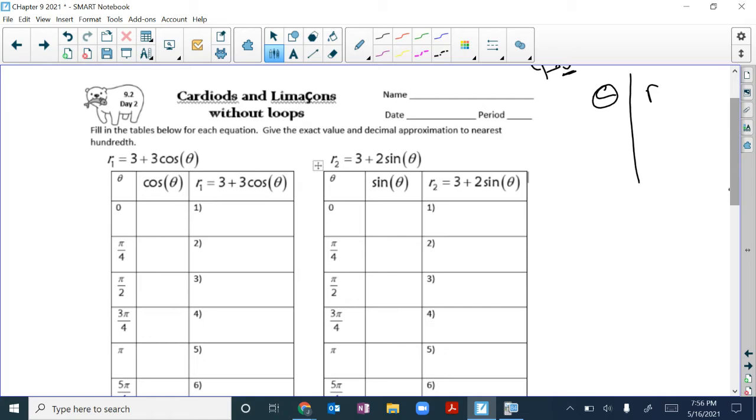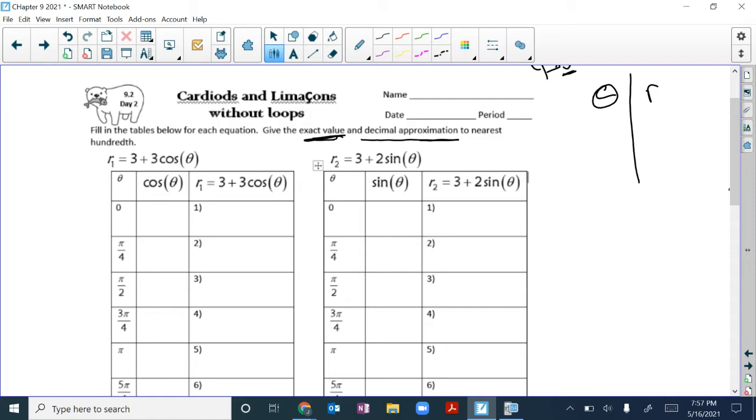All right, so what you're going to do is go ahead. That middle column is just kind of helping you out figuring out what your cosine is. And then you're going to find out what your r is. Now, you'll see in the directions, I want the exact value, and then I also want the decimal approximation, because the decimal approximation will help us graph this much, much easier, and you'll graph them by hand at the bottom.